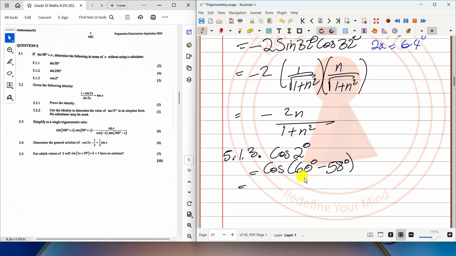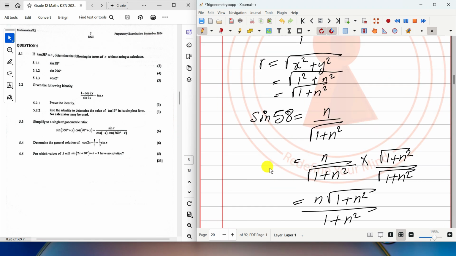So what is this? Because it's a minus, it'll be cos plus. So this is cos 60 degrees, cos 58 degrees plus sine 60 degrees, sine 58 degrees, isn't it? Now, what is cos 60? It is half.